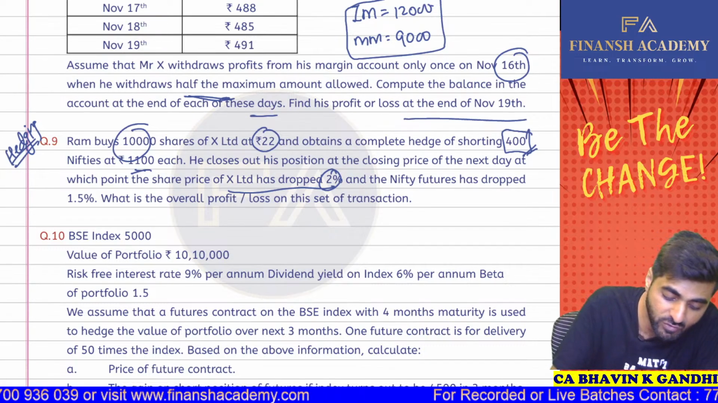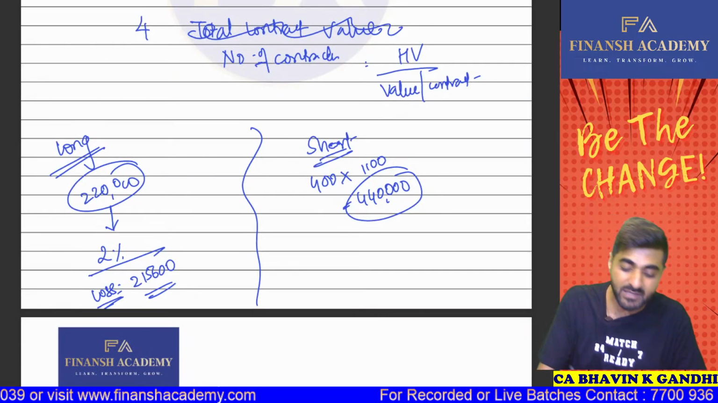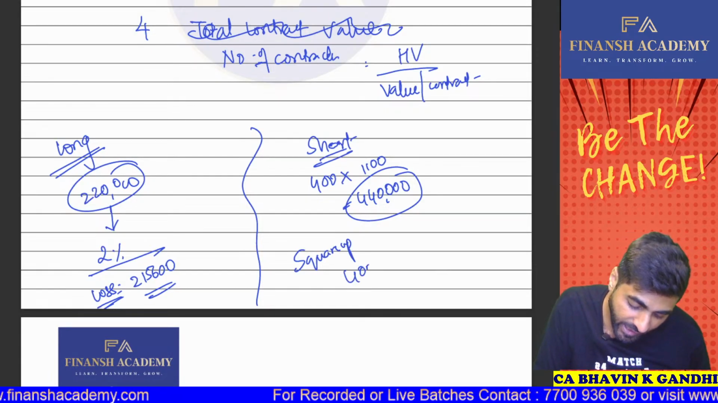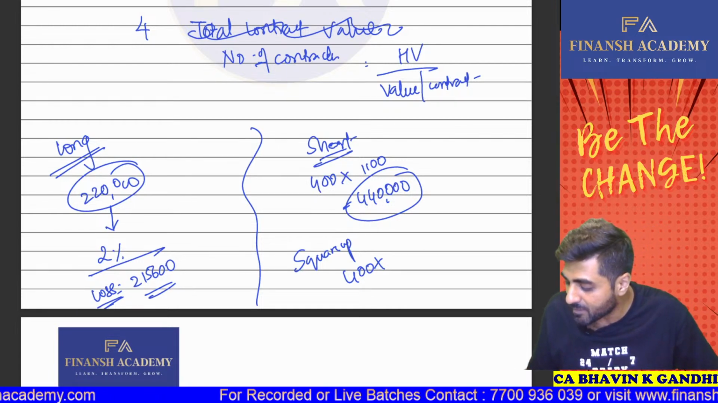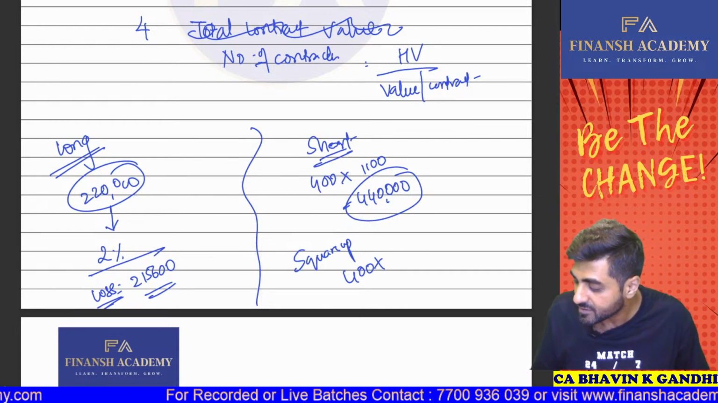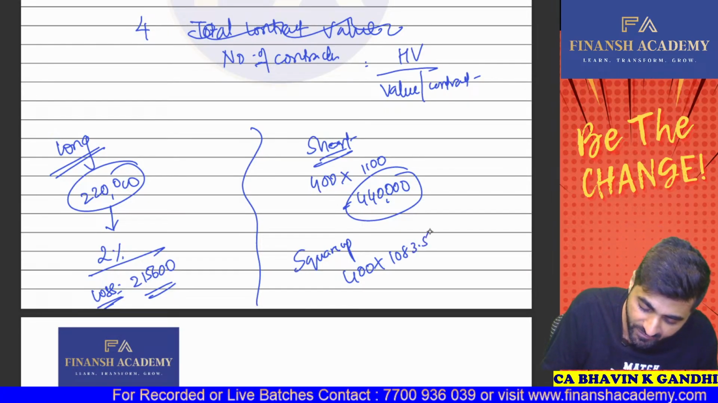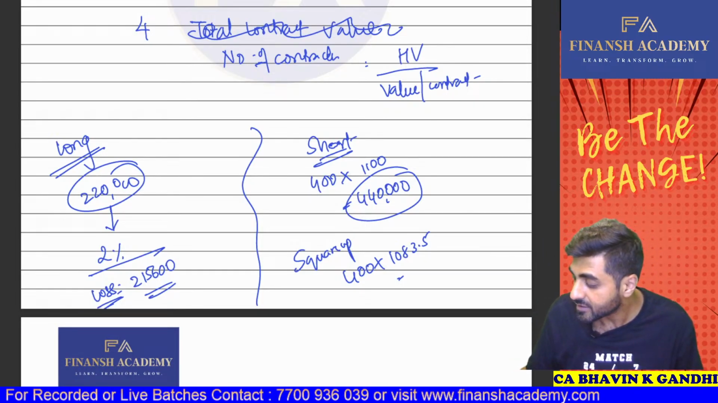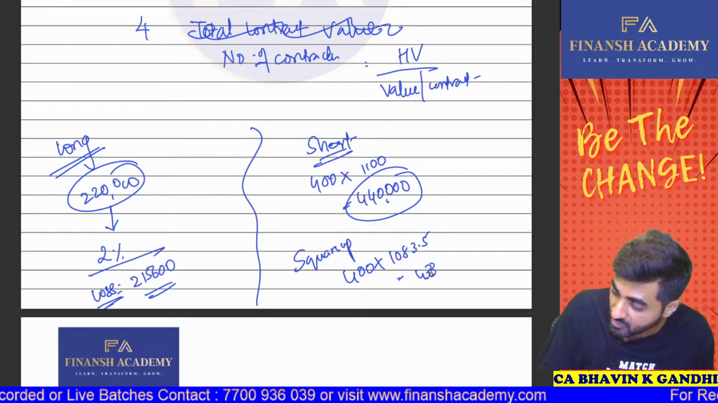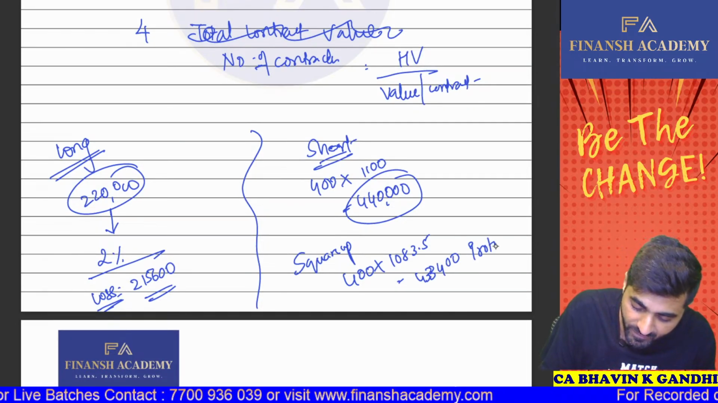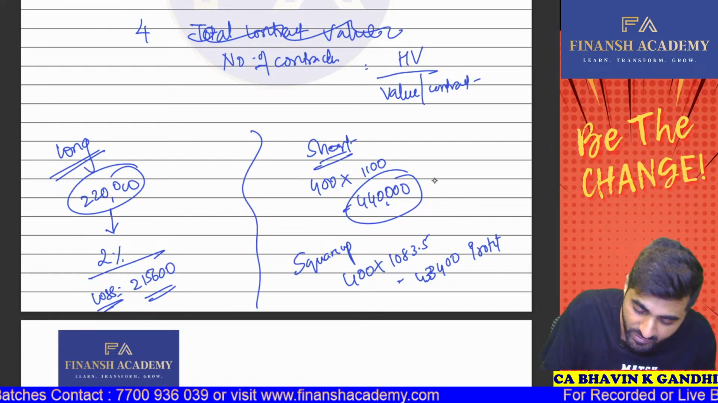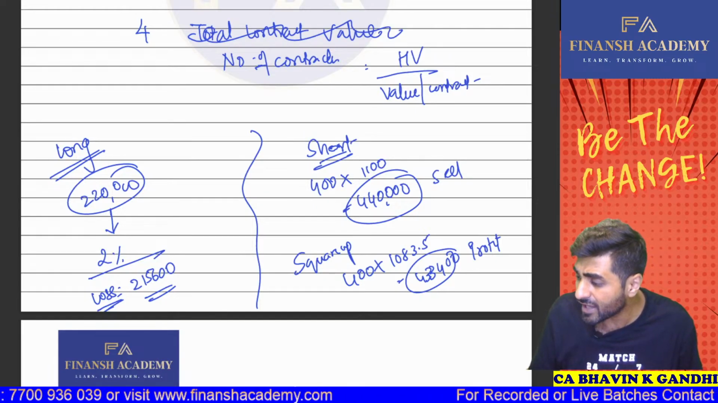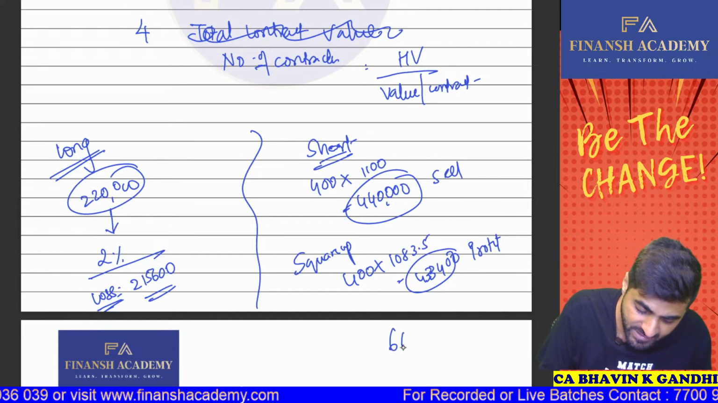But this Nifty futures has dropped by 1.5%. So now I'll be squaring it up. At what price? I'll take 400 and multiply that by 1100 minus 1.5%, that is 1083.5. So this will now be 1083.5 multiplied by 400, which is 4,33,400. This was the sell, this is the buy. So the profit will be 4,40,000 minus this, which will give you 6,600.